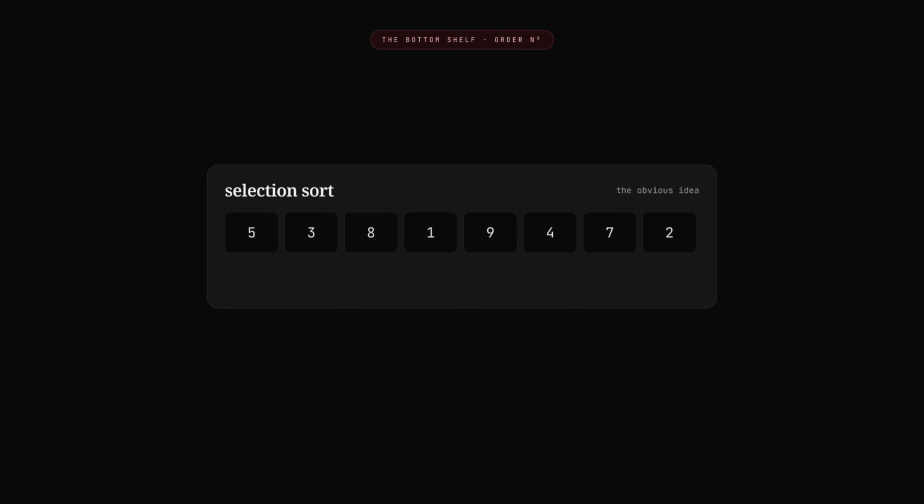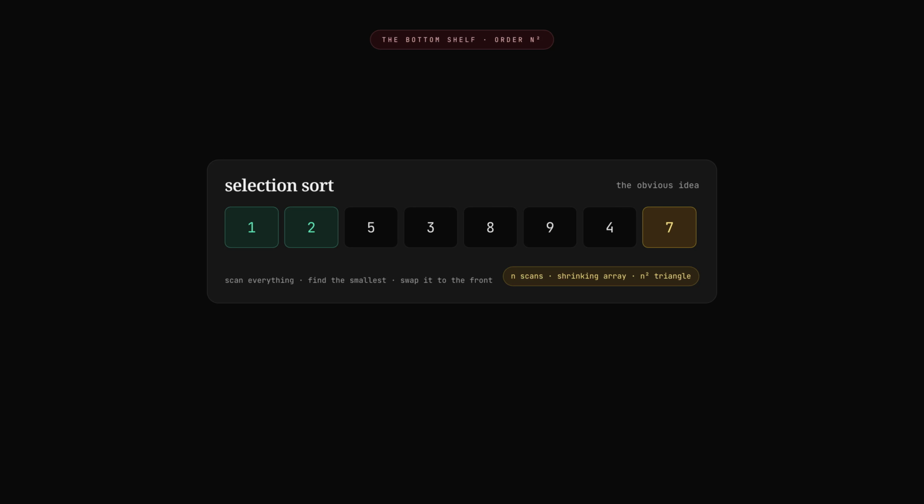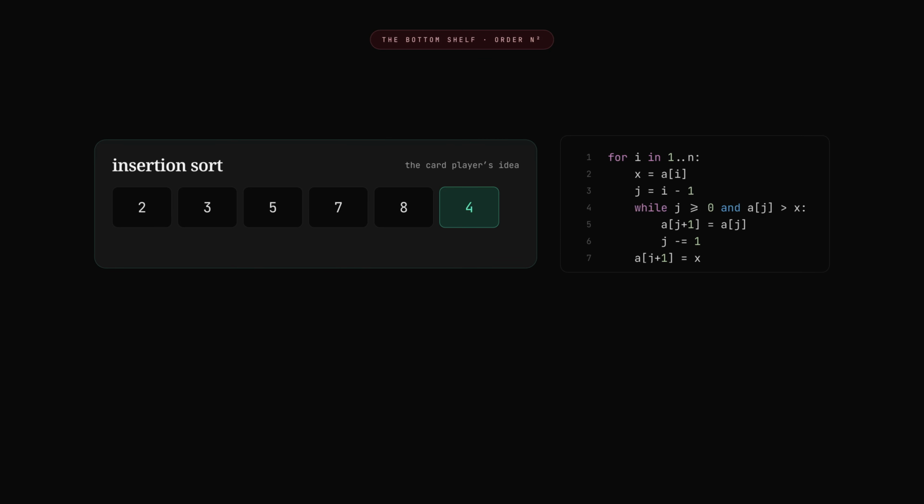Start on the bottom shelf, the quadratic sorts, because one of them refuses to die. Selection sort is the obvious idea. Scan everything, find the smallest, swap it to the front. Scan the rest, find the next smallest. In scans over a shrinking array, that's the order n squared triangle from lesson 1, and it has no redeeming features.